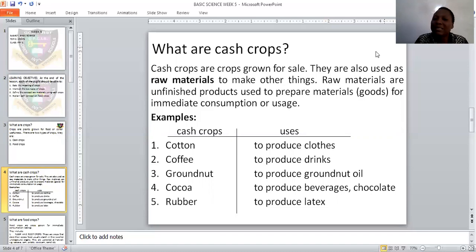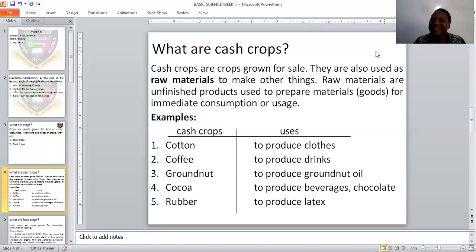They are also used as raw materials. Cash crops are grown for sale, and they are also used as raw materials to make other things. Raw materials are unfinished products used to prepare materials or goods for immediate consumption or usage.